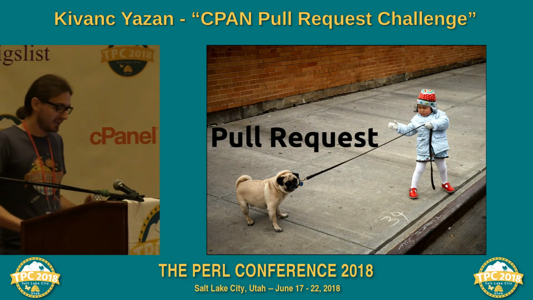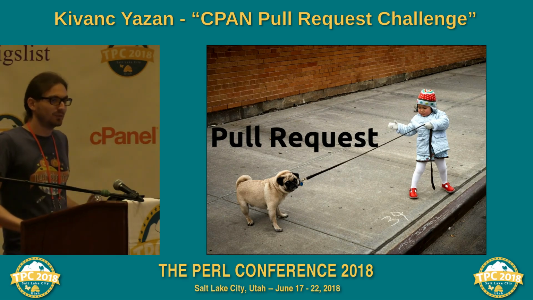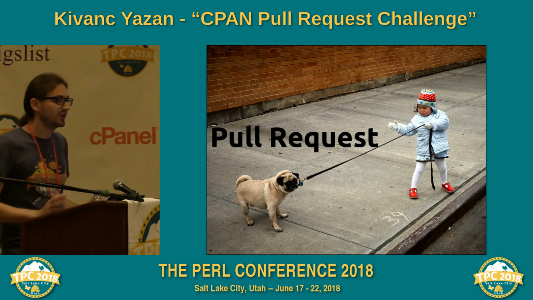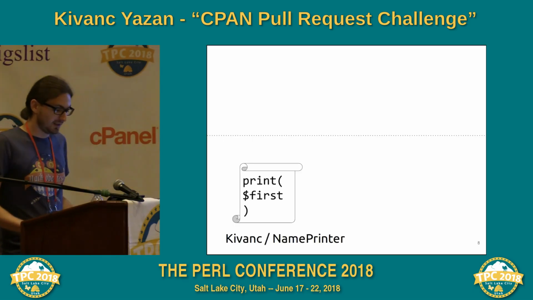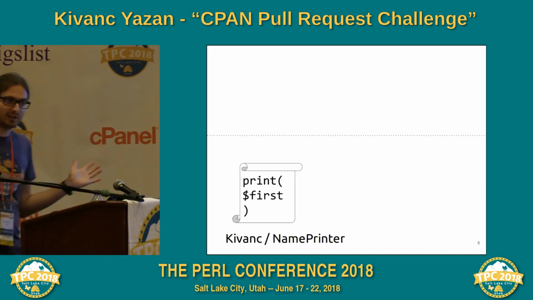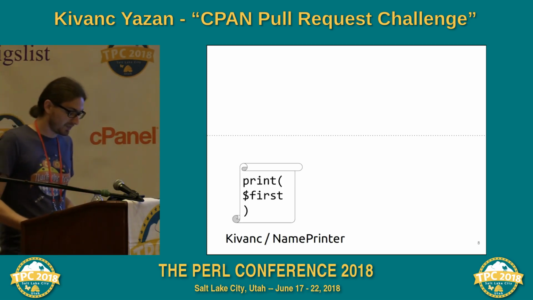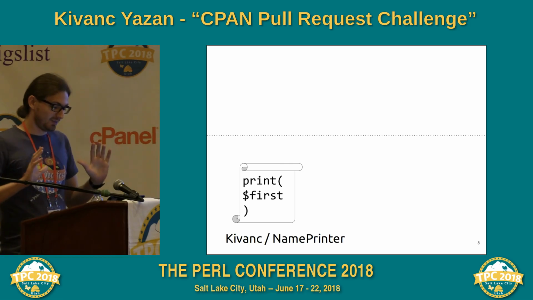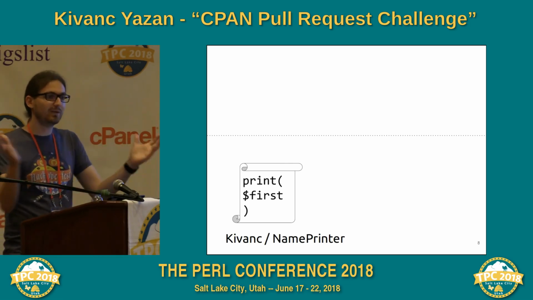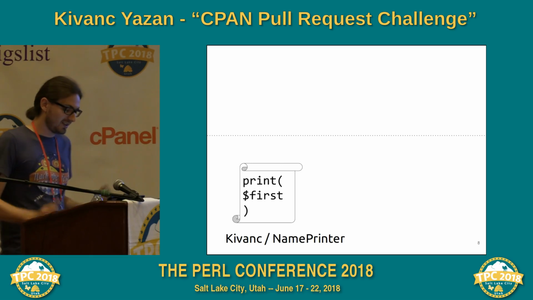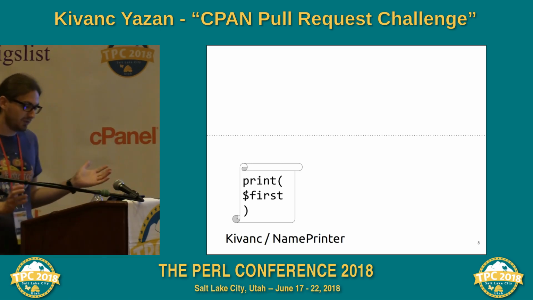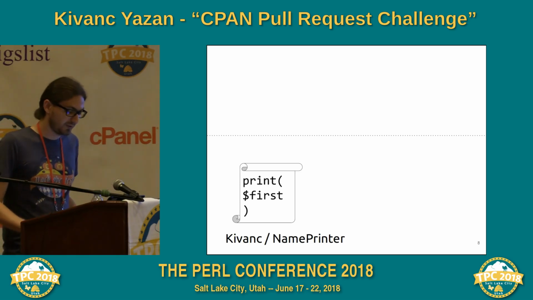A pull request, to oversimplify, is how the open source community shares code these days. I'll explain it with another example. So assume I have a Perl script that when run, prints the first name of everyone in this room. And it's in my namespace, it's Kivanc/name printer. It prints the first name, works perfectly fine, no problem.